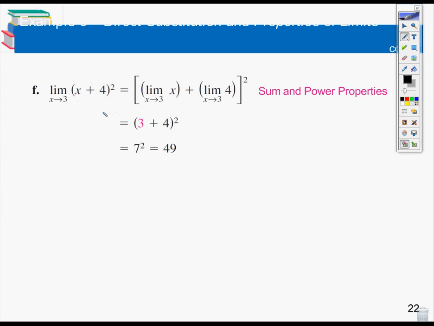So, I'll go from the inside out. What is the limit of x as x approaches 3? It's a 3. What's the limit of 4 as x approaches 3? It's a 4. Now I can worry about the squared, because I had to square those limits afterwards. This in here becomes a 7. 7 squared is 49. Easy as pie.